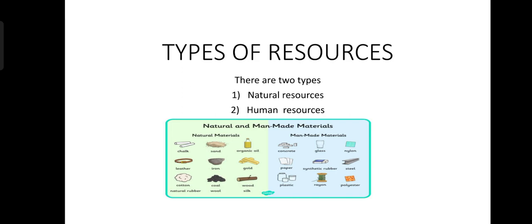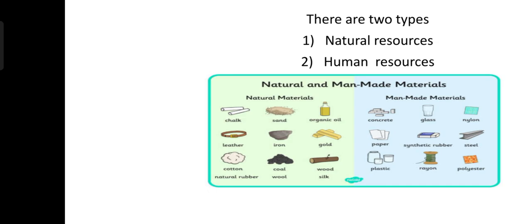The students will be able to understand various types of resources such as natural resources. For example, the picture shown in this slide shows that natural resources are, for example, chalk, sand, organic oil, leather, iron, gold, cotton, coal, wood, natural rubber, wool, silk, etc. On the other hand, there is comparison. Man-made materials such as concrete, glass, nylon, paper, synthetic rubber, steel, plastic, rayon, polyester.